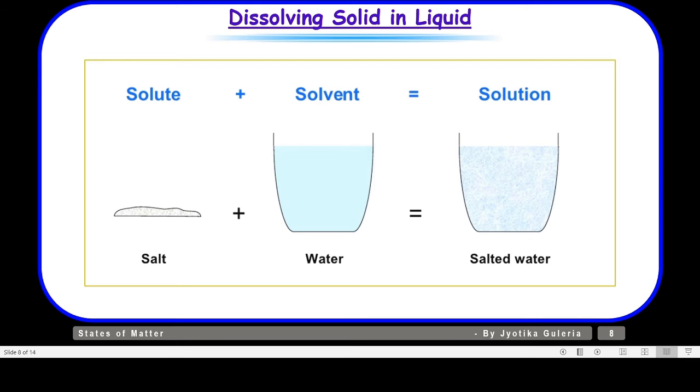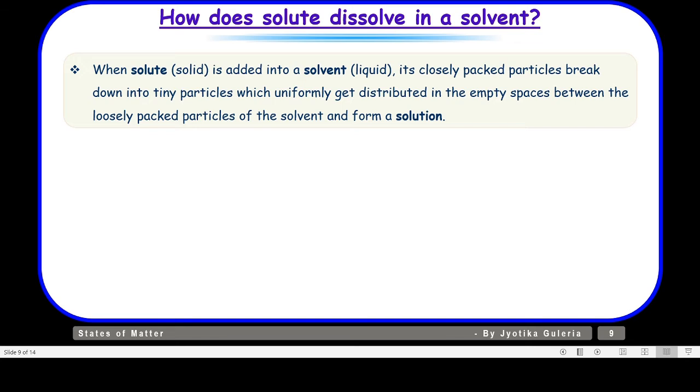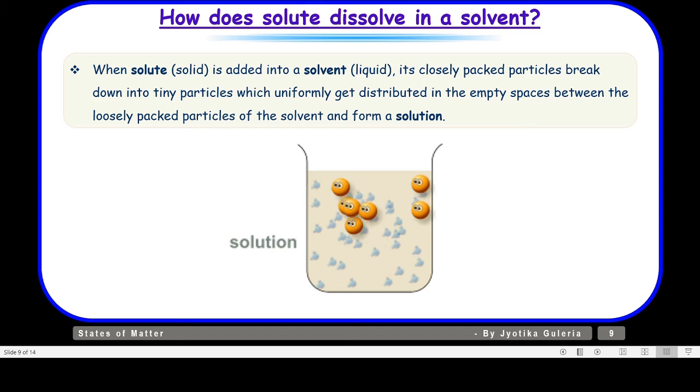And now let us understand how a solute dissolves in a solvent. When a solute, a solid, is added into a solvent, that is a liquid, its closely packed particles break down into tiny particles which uniformly get distributed in the empty spaces between the loosely packed particles of the solvent and form a solution. So we can have a look at this.